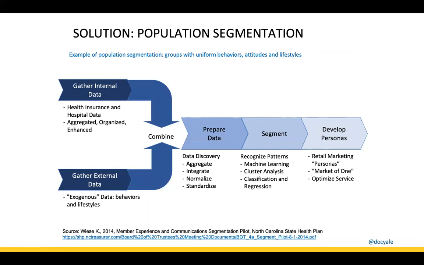It includes consumer behavior and lifestyle information to understand how people act and interact in the real world. We then prepared the data, and then we segmented the population using a technique called k-means clustering. Then we used another method called classification and regression trees to find the characteristics of each segment. Essentially, we figured out how people like to be contacted and their interests and needs.